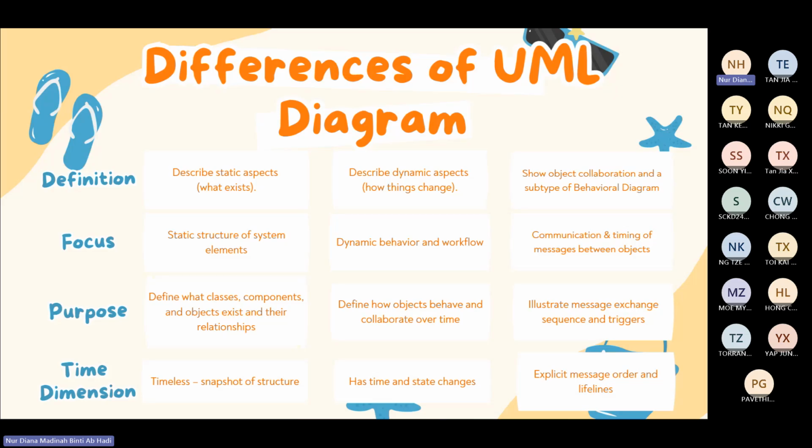But when we talk about communication and timing of messages between your objects, it talks about your interaction. Because when you interact, you need to communicate. You have your own timing for your message to be processed, right? So that's why we talk about communication and timing. Okay?